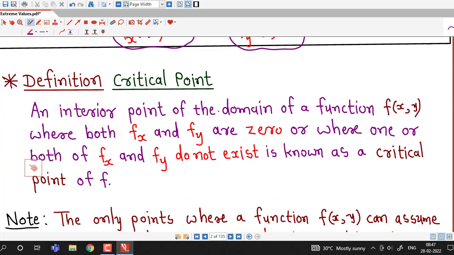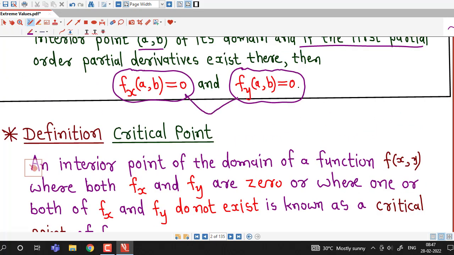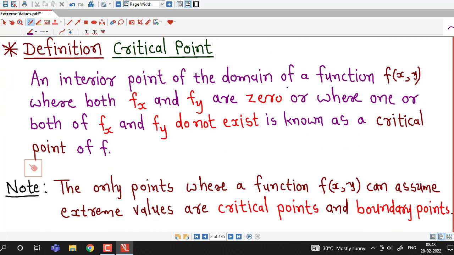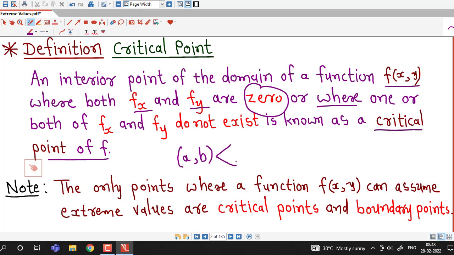Critical points are those points at which these partial derivatives are 0 or they do not exist. An interior point of the domain of a function f(x,y) where both fx and fy are 0, or where one or both of fx and fy do not exist, is known as a critical point of f. In other words, if we have this point (a,b), then this point is a critical point if fx or fy or both do not exist.